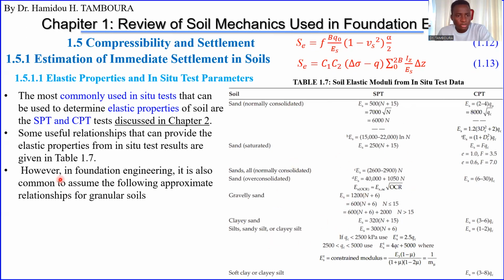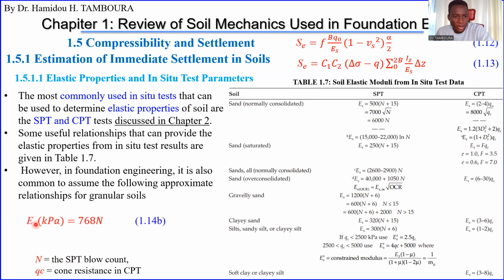And also, sometimes the following formulas are used. For cone resistance and CPT N value, they use this formula in kilopascal, 768 N value. So if you have your CPT N value, multiply it by 768, and you will obtain the average elastic modulus of your soil.